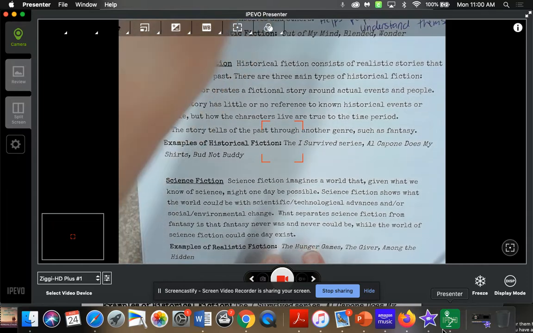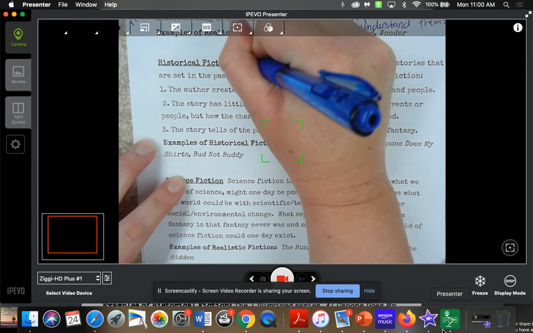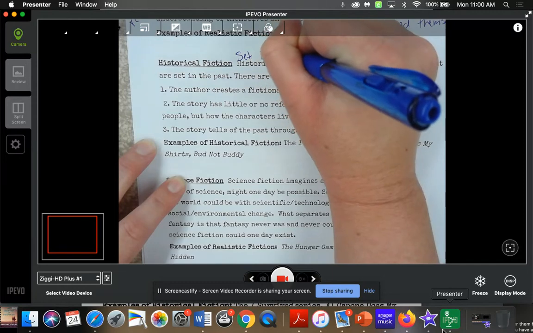Historical fiction. Historical fiction consists of realistic stories that are set in the past. So right there it tells us, where is historical fiction set? In the past. So I'm going to write set in the past.